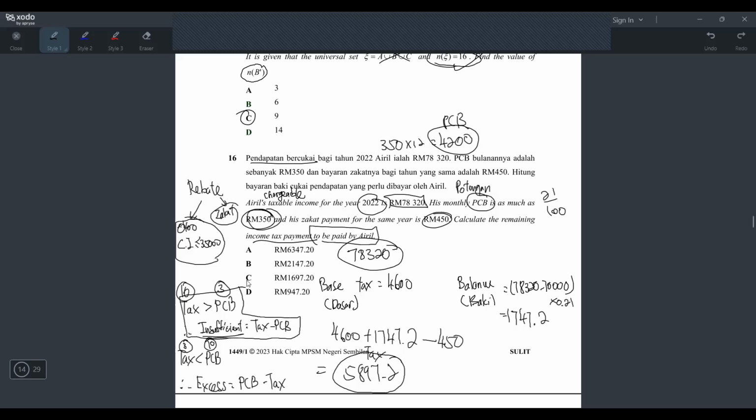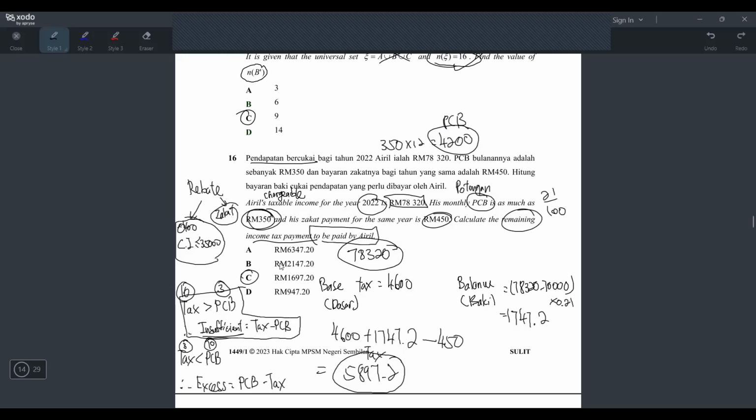It means IRL still has to pay, but how much? 5897.2 minus the discount. This one is the discount, right? So when you take this one minus this one, what do you get? Let's press the calculator. My calculator gives me 1697.2. So what is the 1697.2? That is the insufficient amount yang IRL kena lagi bayar. So what is the remaining tax payment to be paid by IRL? 1697.2 lah. That's the answer.